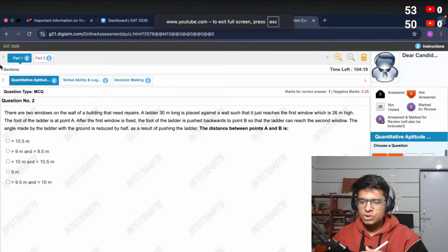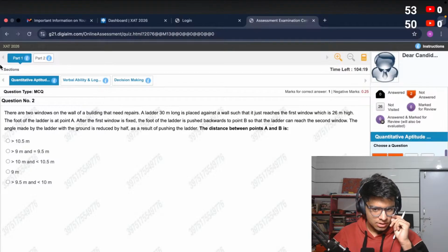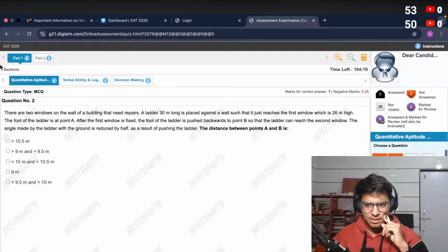Two windows on the wall of a building need repairs. A ladder 30 meters long is placed against the wall such that it reaches the first window, which is 26 meters high. The foot of the ladder is at point A.